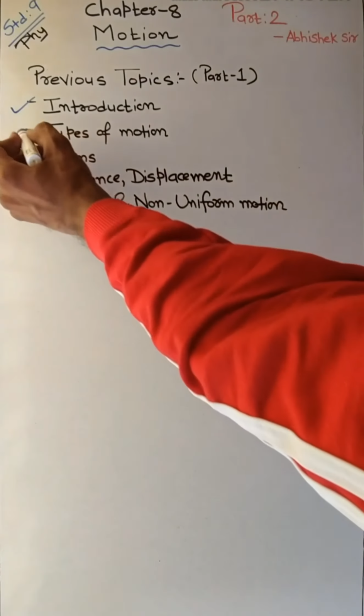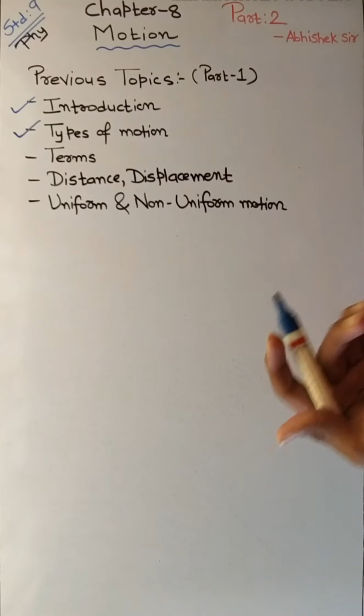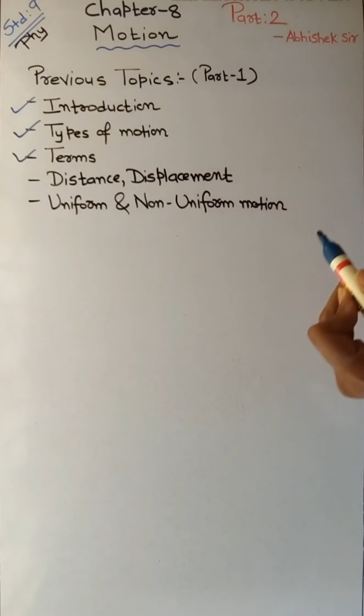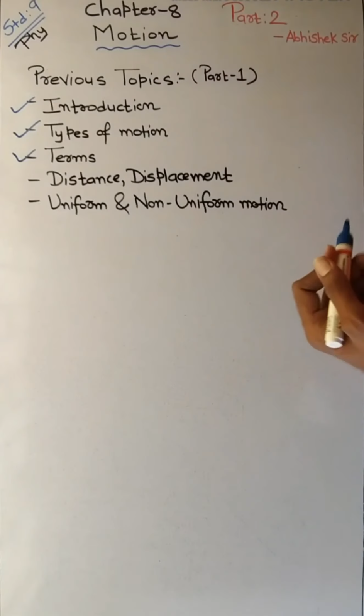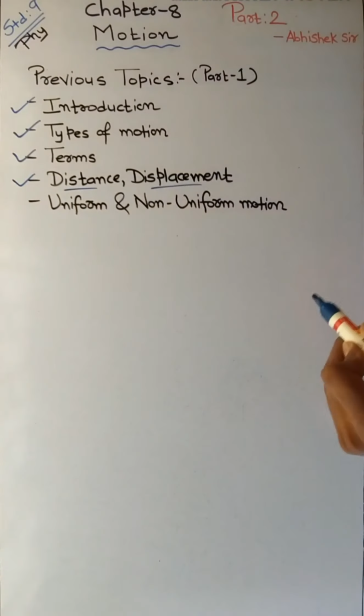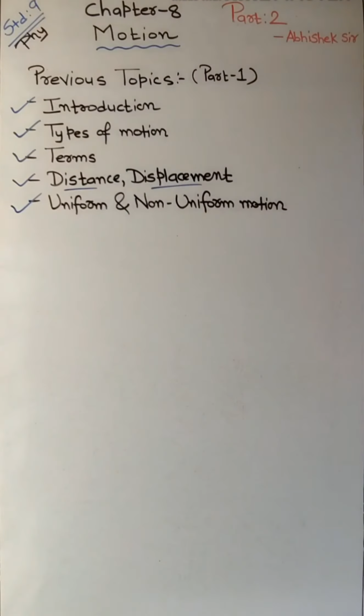Then we studied different types of motion, the various types of motion which we observe and know about from our daily lives. We have studied different terms related to motion, how to describe the motion. Then we went for distance and displacement, two very important terms related to motion. And our previous video, part 1, ended with uniform and non-uniform motion.